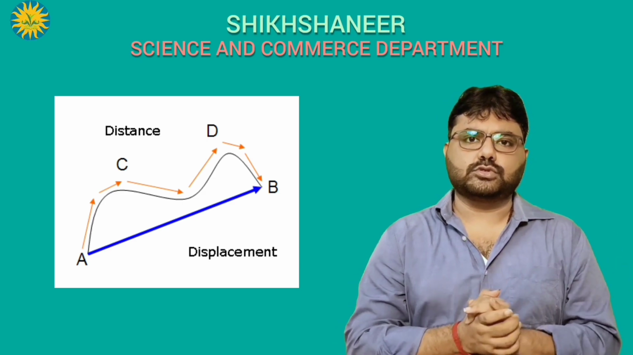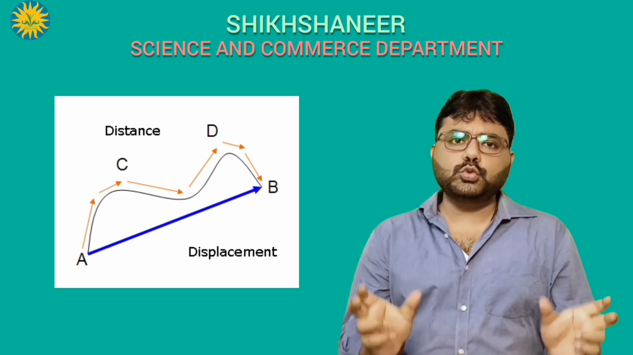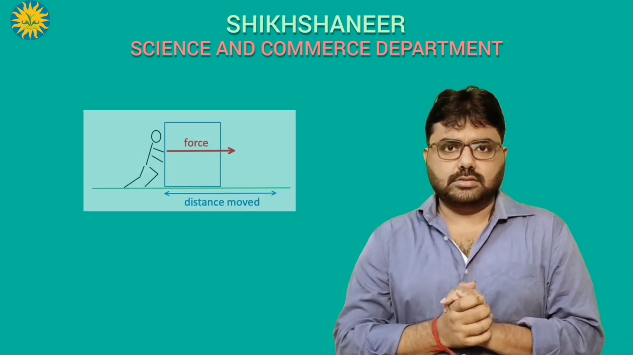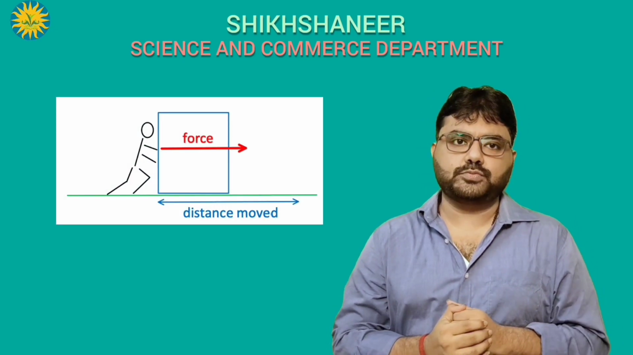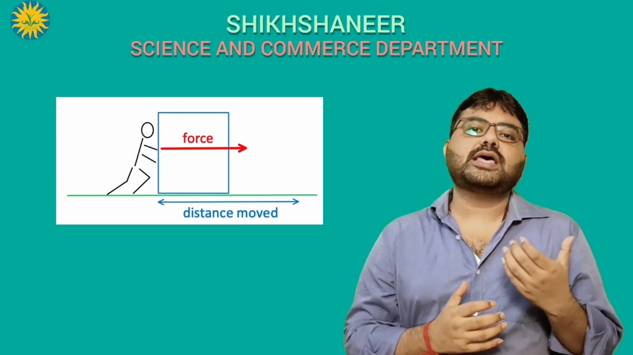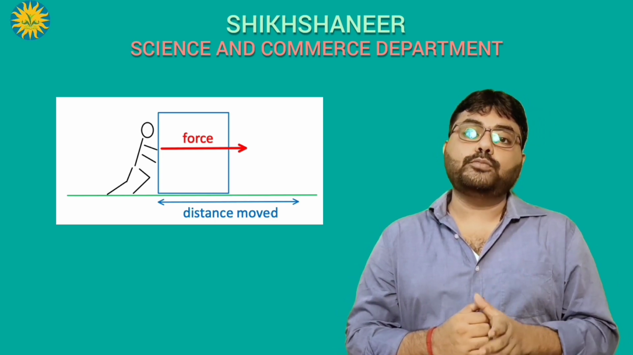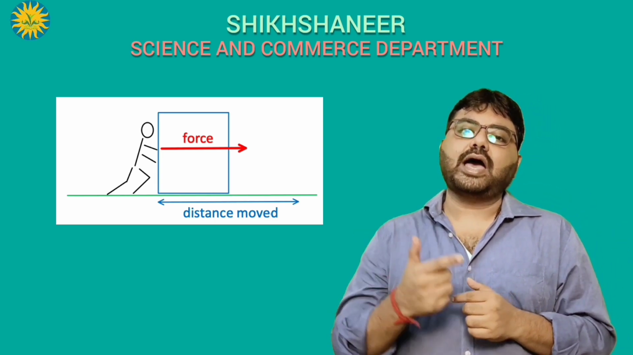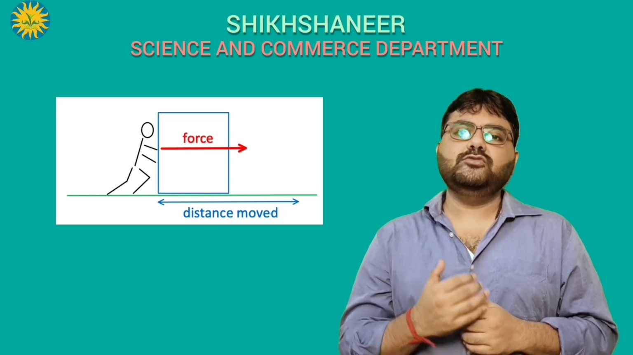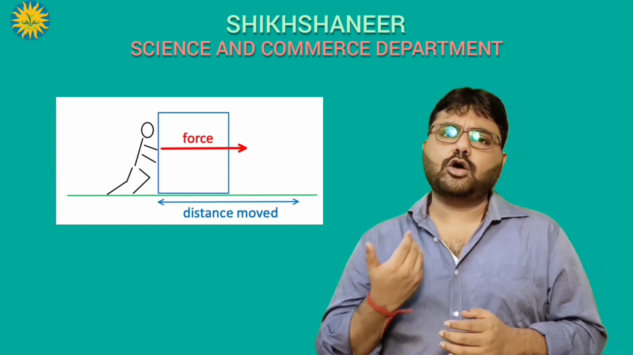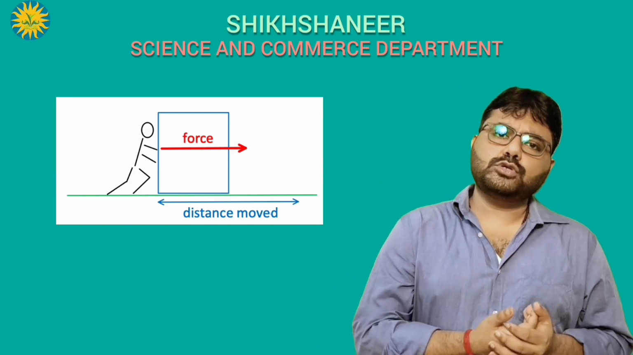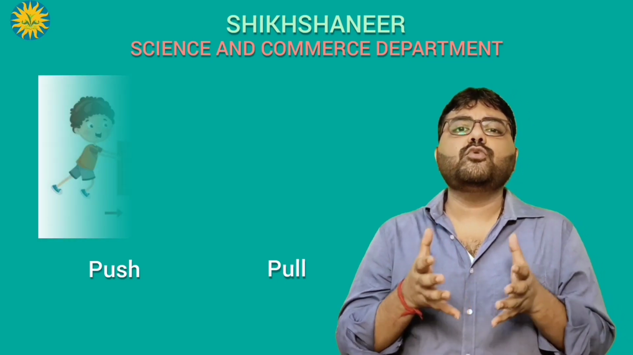According to this direction, we can classify work as work done by the force and work done against the force. What do these two terms mean? Work done by the force means when a force is applied on an object and the object moves in the direction of the force. If we are pushing or pulling an object, we are applying a force. We know pull or push is a force.